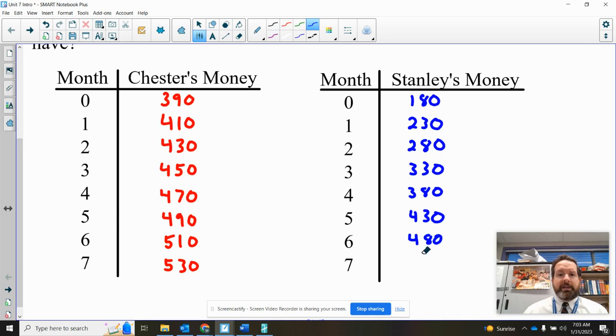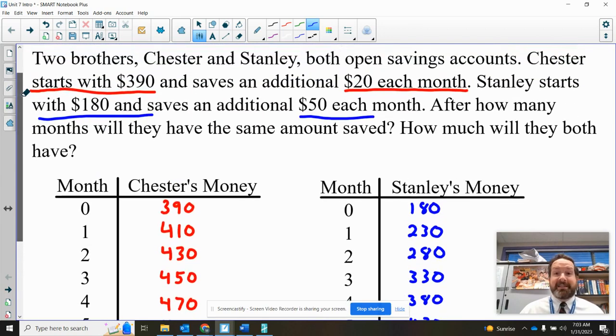480. And then 530. Okay, so again, if I need more rows, I can add more rows, but let's take a look at what we have. What we want to see is, after how many months will they have the same amount and how much will they have?